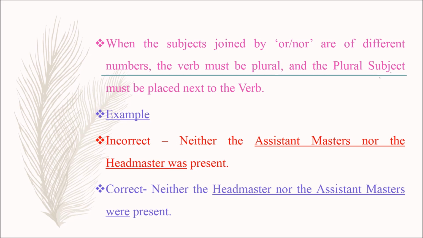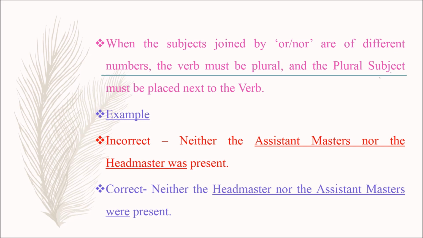The next rule is that when the subjects joined by 'or' or 'nor' are of different numbers, the verb must be plural and the plural subject must be placed next to the verb. Now look at the example. Neither the assistant masters nor the headmaster was present. Is that the correct sentence? No. The correct sentence is neither the headmaster nor the assistant masters were present.